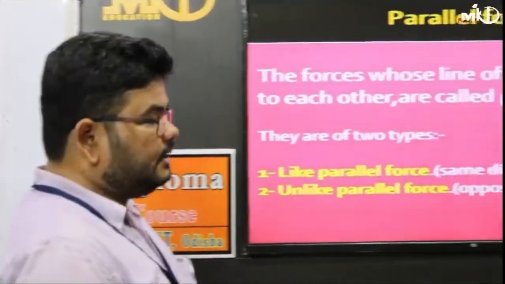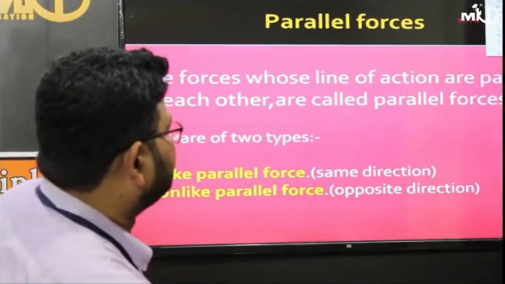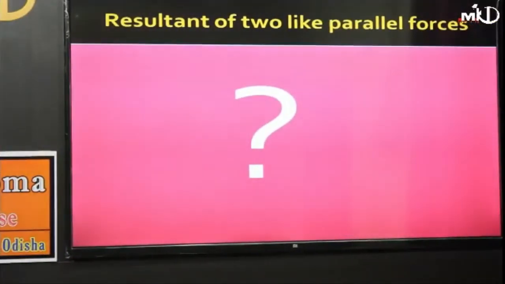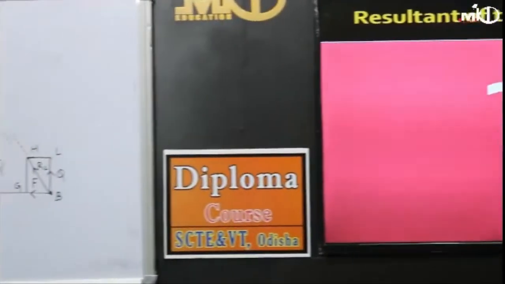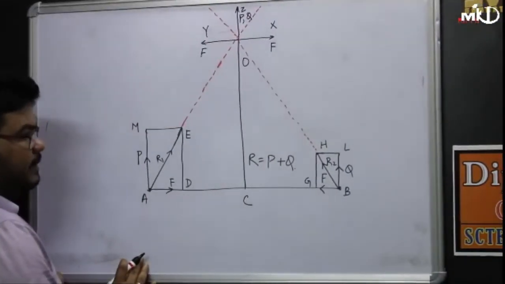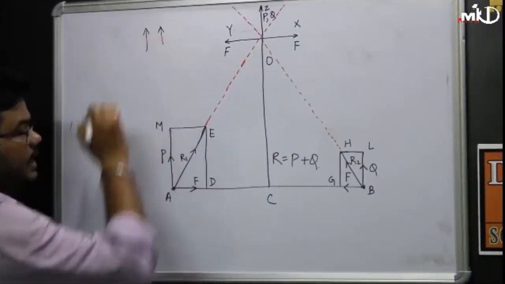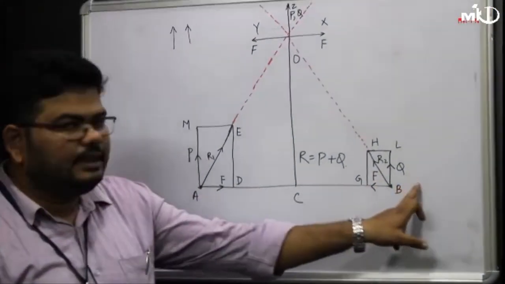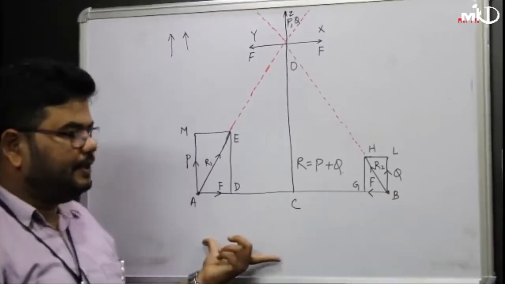Now we will go to the next article, that is how to find the resultant of two like parallel forces. So let us understand it with the help of a diagram. This is a diagram where I have represented two like parallel forces. Like parallel forces means their action is in the same direction and they are parallel. So the forces are P and Q. It is acting on a line AB.